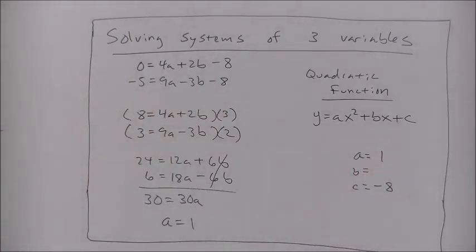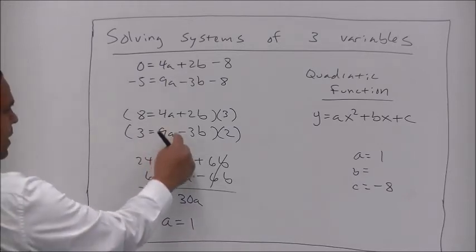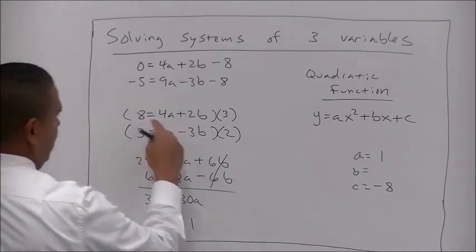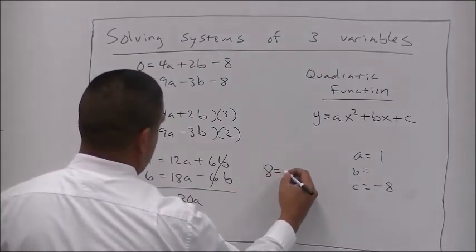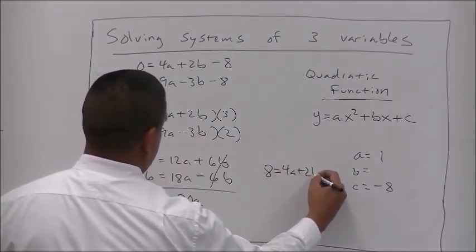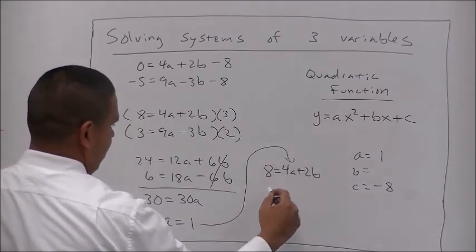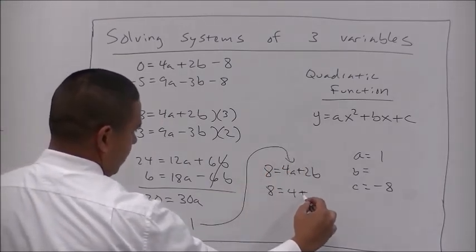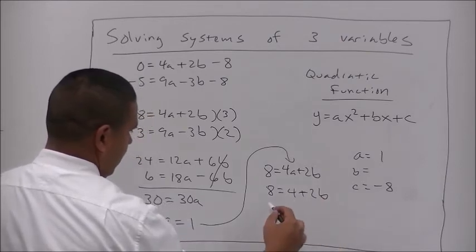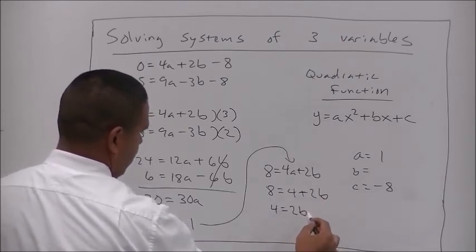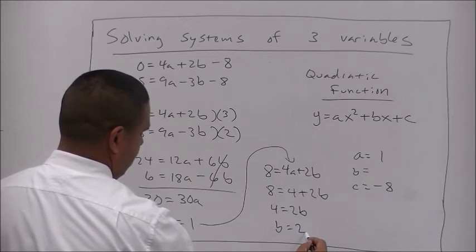How are we going to find b? Plug in a. Substitute a into one of these guys, right? So we had 8 equals 4a plus 2b. We know that a is 1. So 8 equals 4 plus 2b. 4 equals 2b. So b is 2.